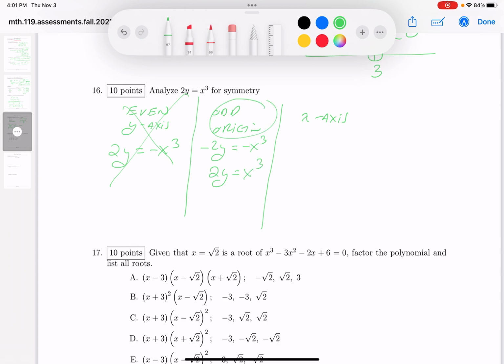It's odd. X-axis symmetry. What are you going to do? Replace y by minus y. You get 2y equals x cubed. It's not the same thing. So it's just odd symmetry. Okay? All right, let's go to the next one.